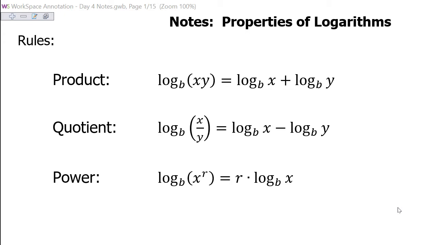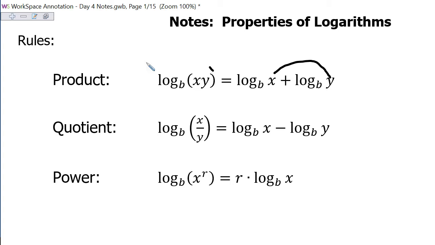Okay, looking at these 3 properties, the whole purpose of these properties is so that we can do one of 2 things. We can either take a single logarithm and break it up into multiple logs, or take multiple logs and put them into 1 logarithm. So if you have 2 logs that are being added, you can change that to what? Multiplying. Notice the x and the y are being multiplied, and that's called the product. If you have 2 logs of the same base, and they have to have the same base, and they're being added, you can use the product property to make them into a single logarithm.